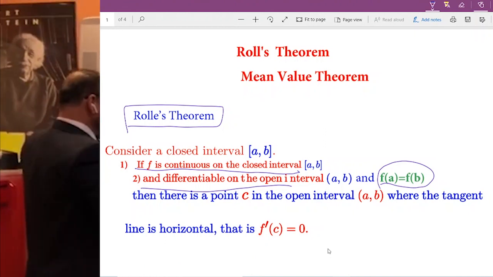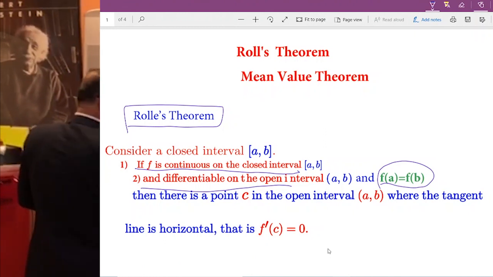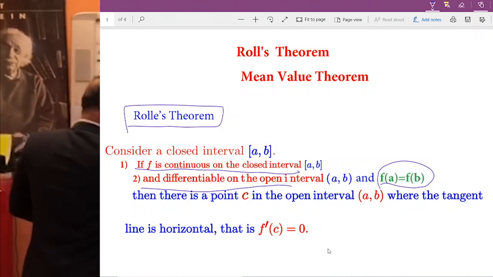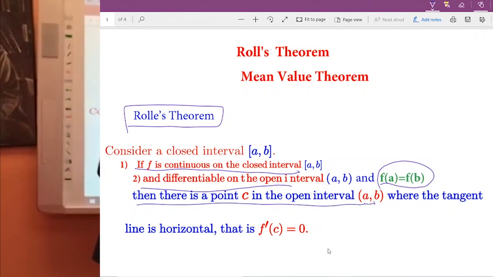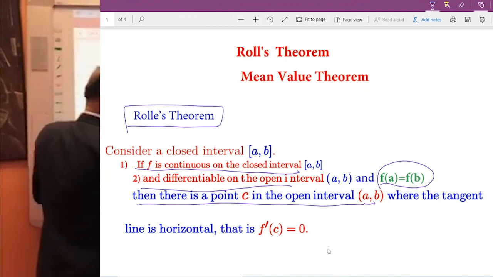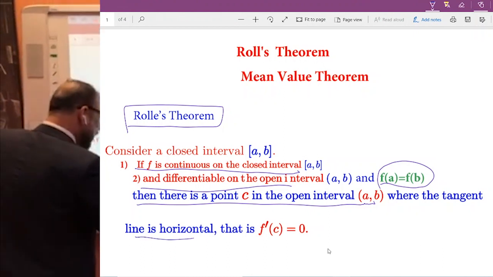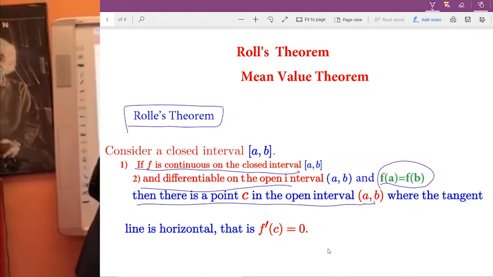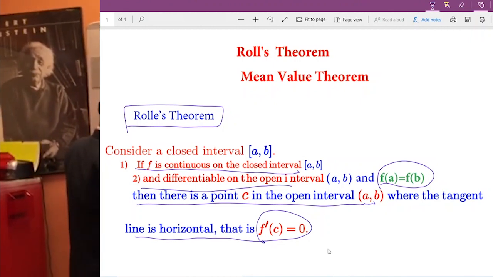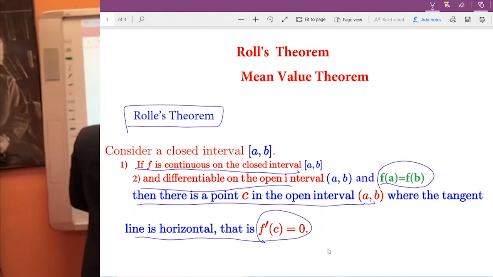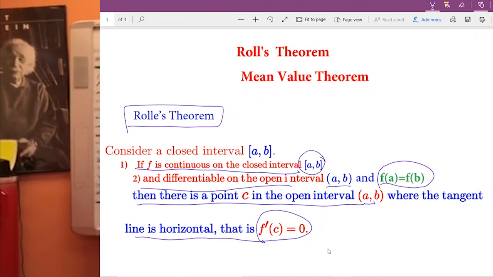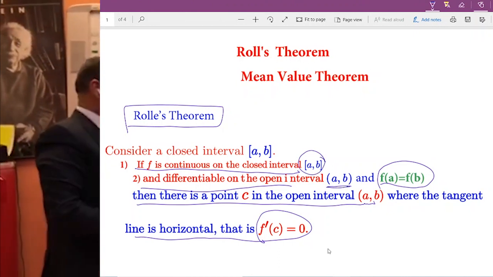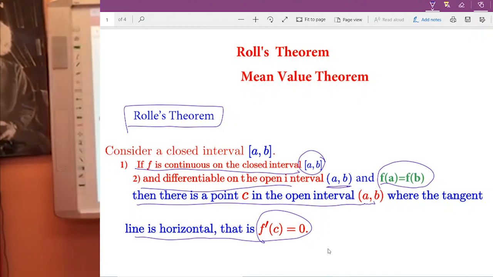Now, if we prove all that, then there is a c in the open interval (a, b) where the tangent line is horizontal, which means f prime of c equals zero. Look, Ismail, continuity has to be in the closed interval. Differentiable has to be in the open interval.